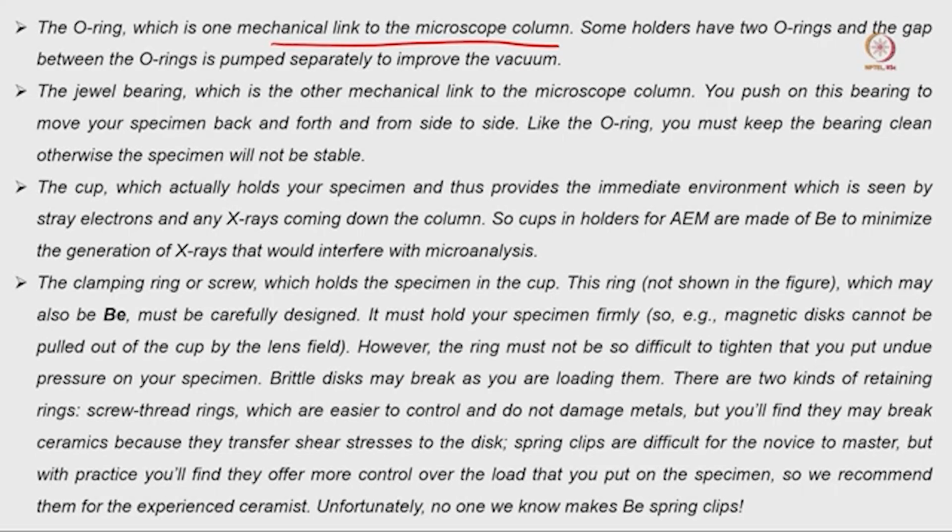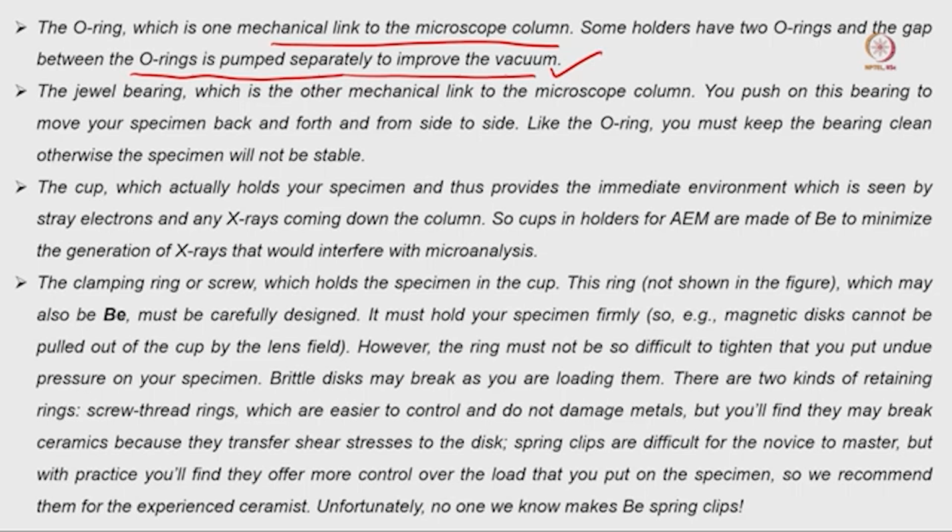So the O-ring is one mechanical link to the microscope column. Some holders have two O-rings, and the gap between the two O-rings is pumped separately to improve the vacuum. Previously I told you that the sample holder area, or the stage or goniometer, is the area where we are going to insert the sample holder, and that is the area where we are directly going to insert something inside the microscope. So we are going to break the vacuum near the goniometer area. That is the reason we have to be very careful about the vacuum.